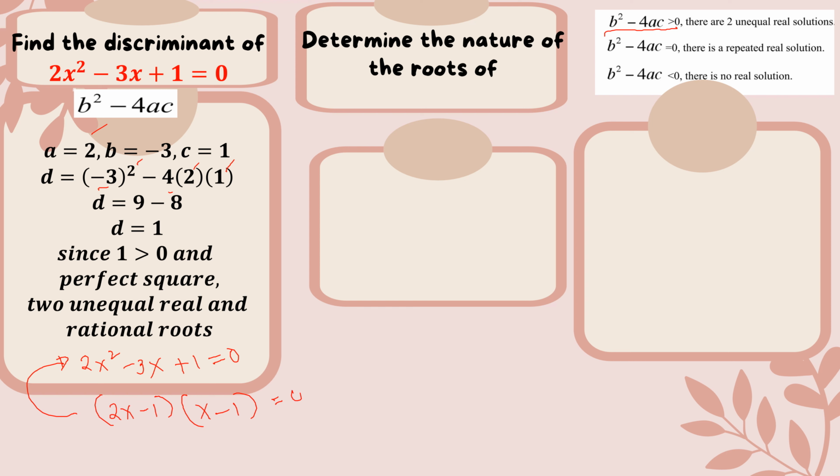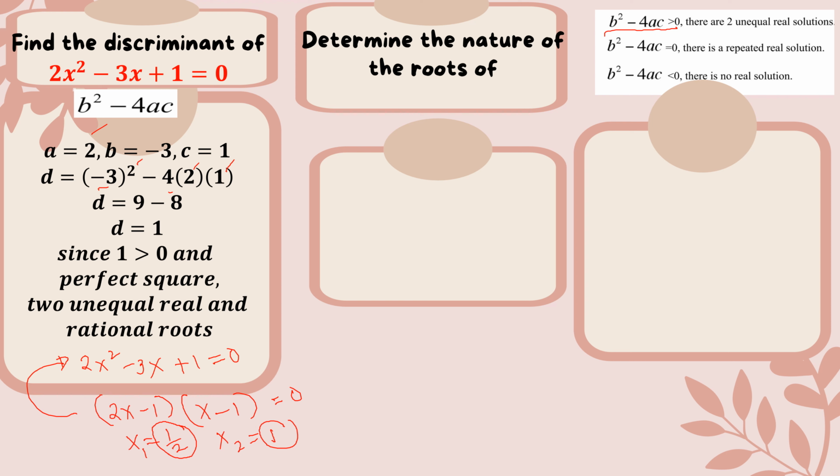The value of our roots will be x is equal to positive 1 half. This will be our first root. And for our second root, the negative 1 will be transposed, so our second root will be 1. So it is really correct that there are two real roots. 1 half and 1 are real, unequal, and rational roots. When we say rational roots, they can be expressed as p over q. So therefore it is really true.